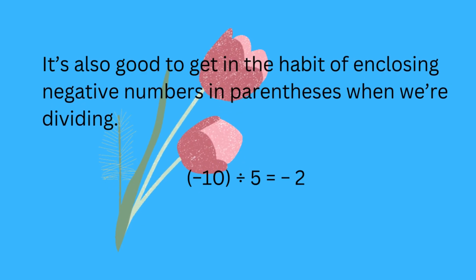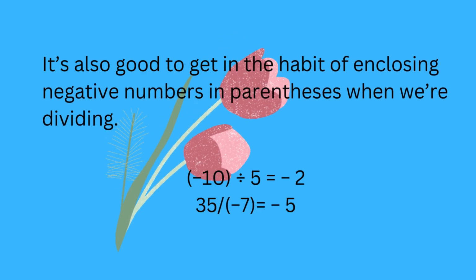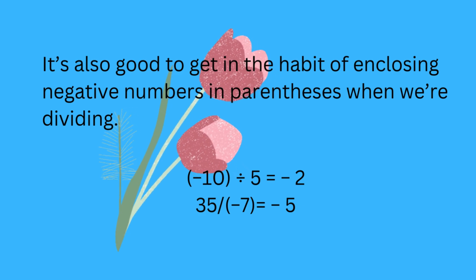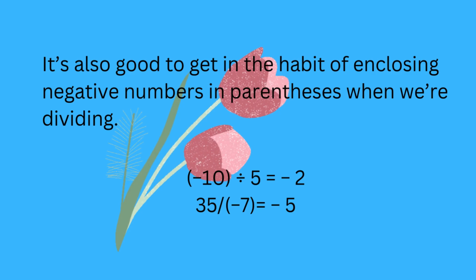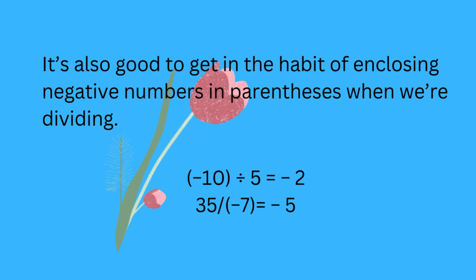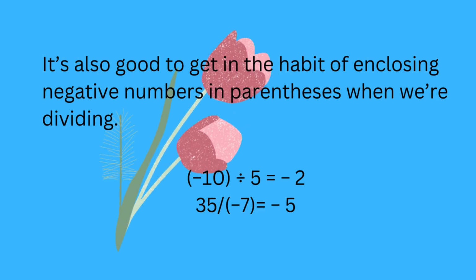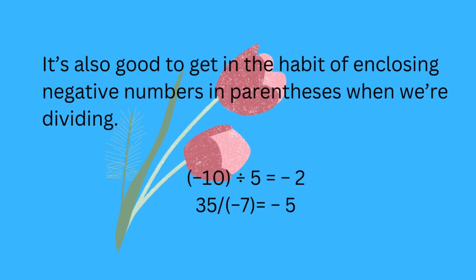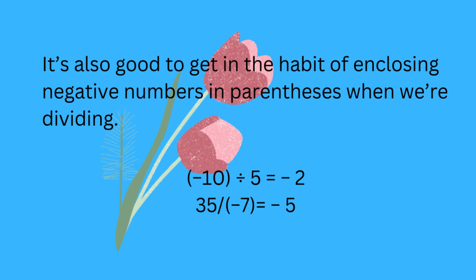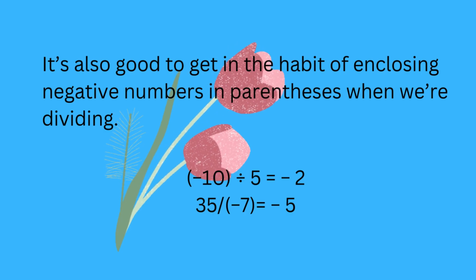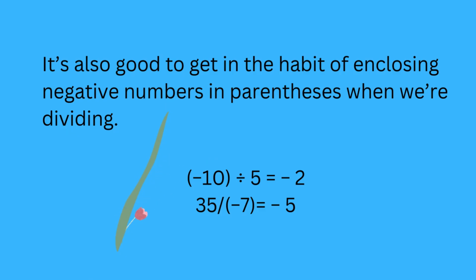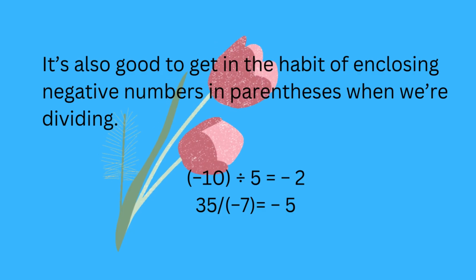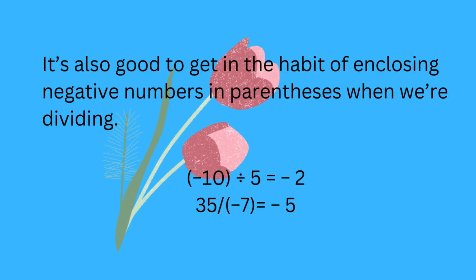It's also good to get in the habit of enclosing negative numbers in parentheses when we are dividing. We can do this no matter how we write the division, but it's especially important to do it when we're writing the division horizontally. (-10) ÷ 5 equals minus 2. 35/(-7) equals minus 5. In most cases, there's probably no good reason to enclose a positive number in parentheses, but it would be okay to do so. That's all for this topic.